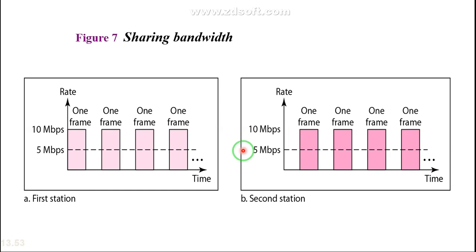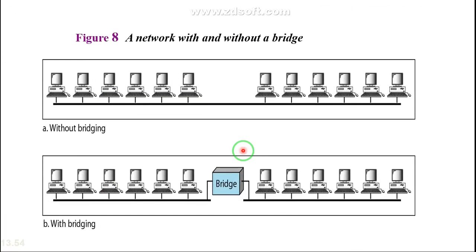So in this problem, the bridge is going to help over here. A bridge is going to divide the network into two or more networks. You can see in the figure that without bridging, this is one network, whereas with bridging, it is going to create two different networks.